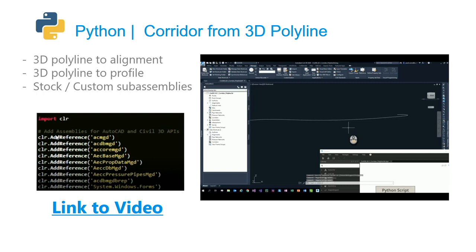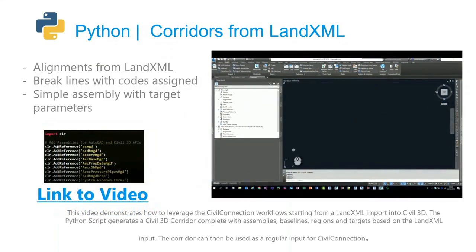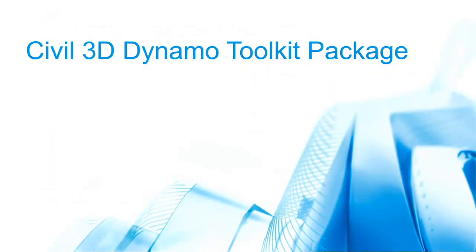I'm going to share the presentation. You have the links with videos on how to do more with alignments and other Civil 3D objects out of the box. It involves Python scripts, not the standard nodes currently shipped with Dynamo for Civil 3D. There is one for a corridor from a 3D polyline and alignments, and one involving corridors from LandXMLs, etc. He's really very powerful in customizing and creating things.